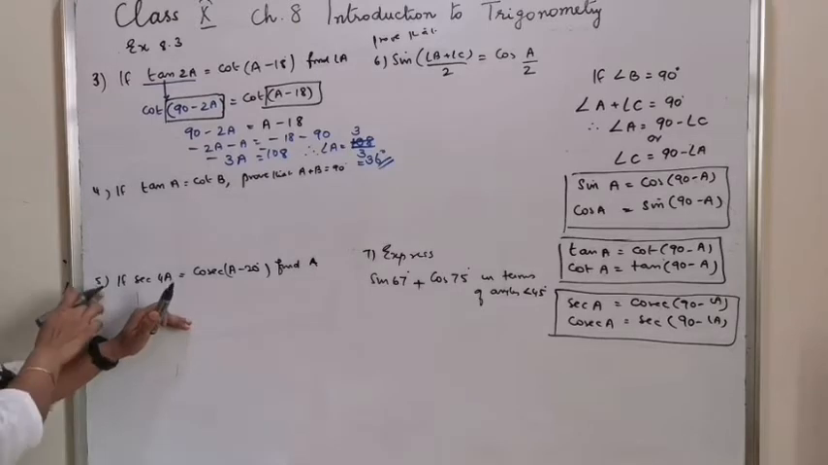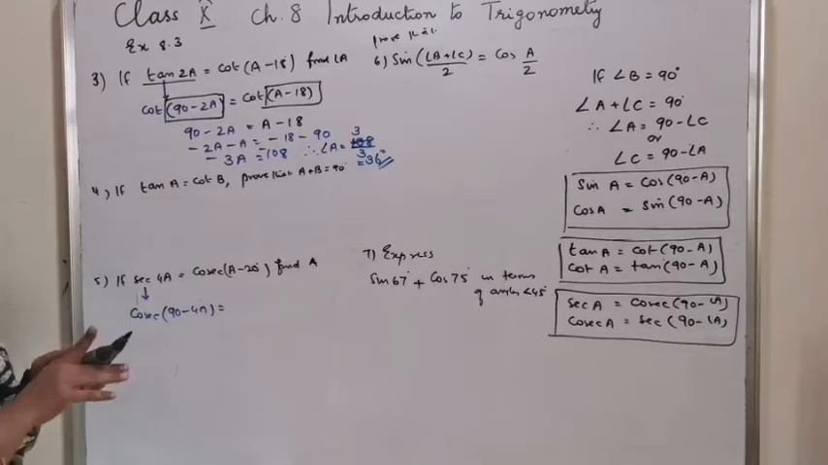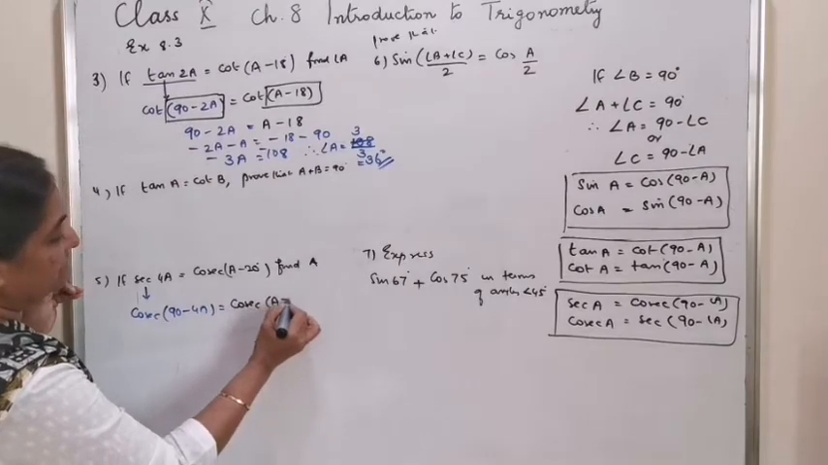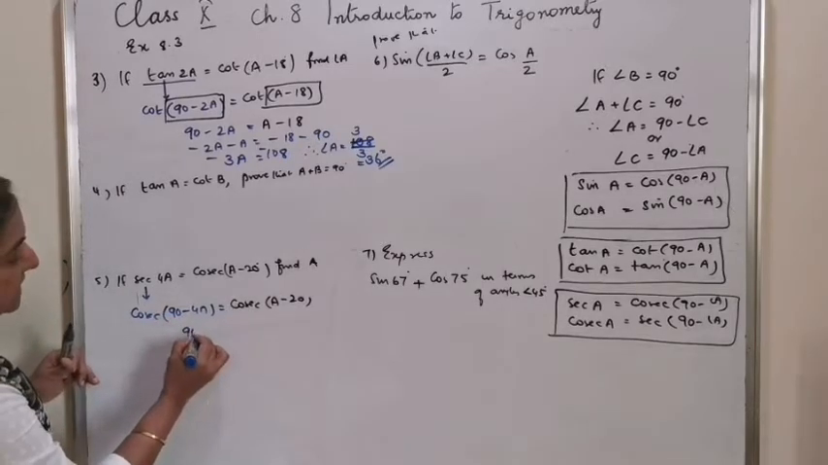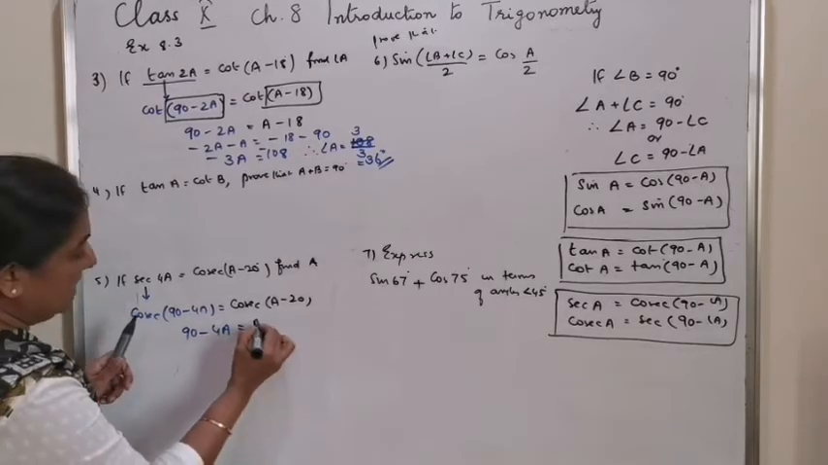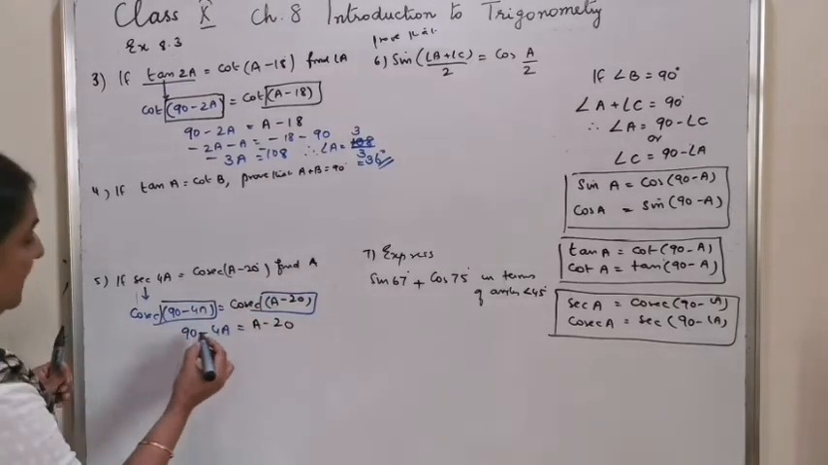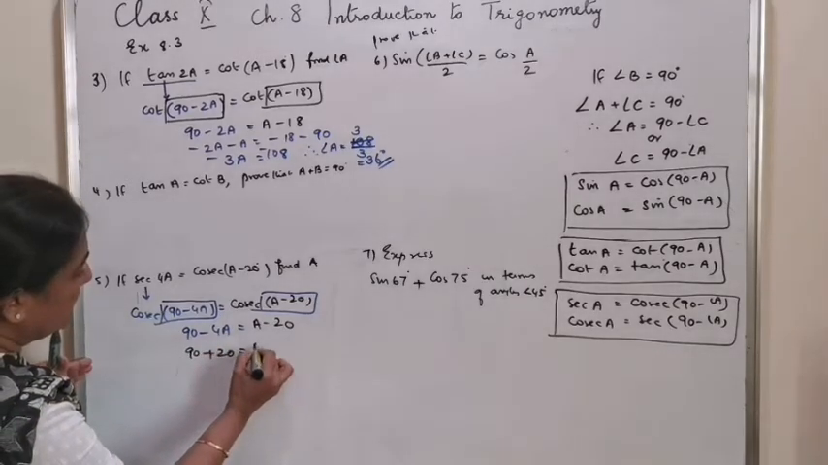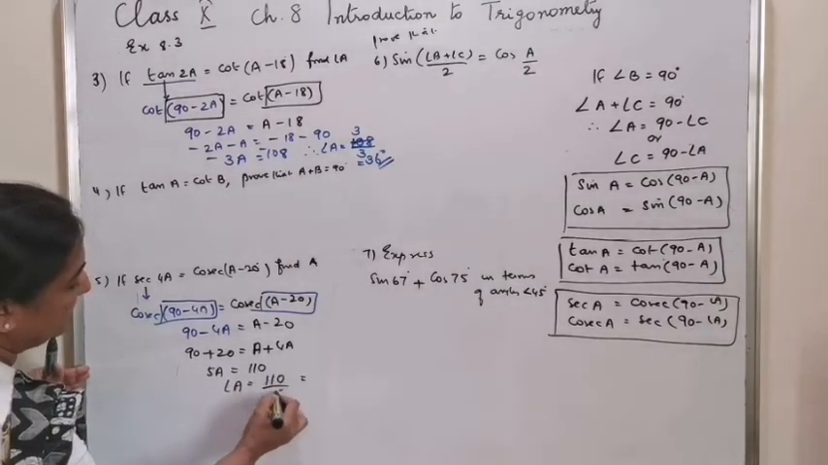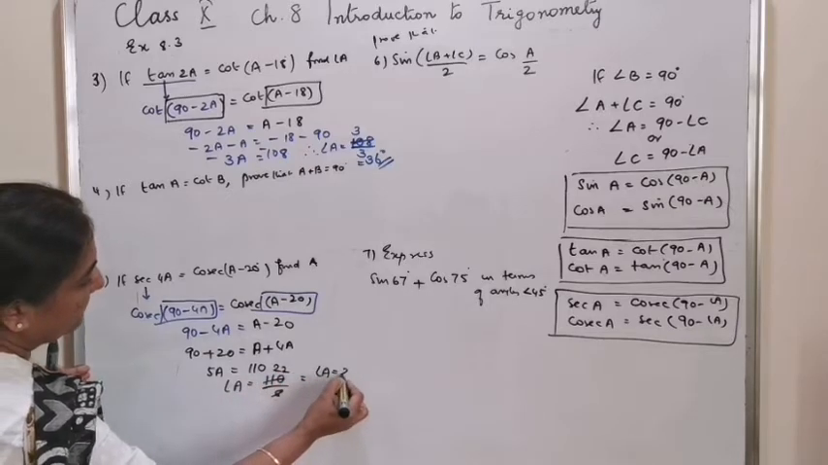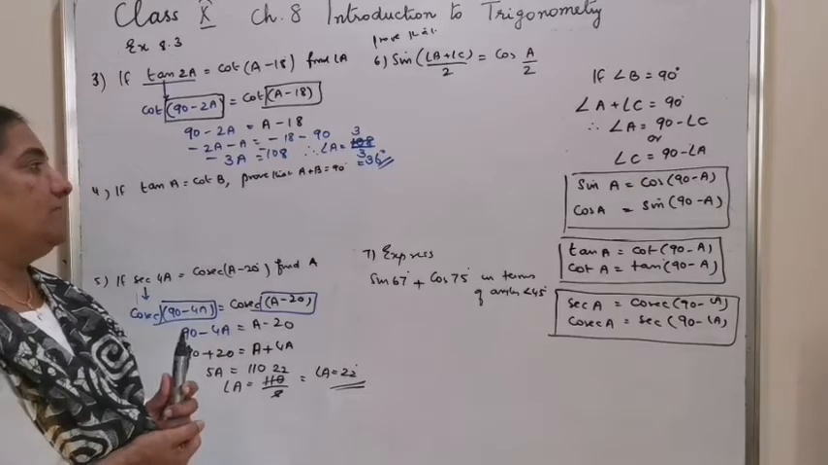Similarly, let's prove the fifth one. Change sec 4A as cosec(90 minus 4A) and leave cosec(A minus 20) as such, which shows that cosec(90 minus 4A) is the same as cosec(A minus 20), shows that the angles are equal, and you can get the value of angle A. 90 plus 20 is equal to A plus 4A, 5A is equal to 110, or angle A is equal to 110 by 5, that is 22 degree.